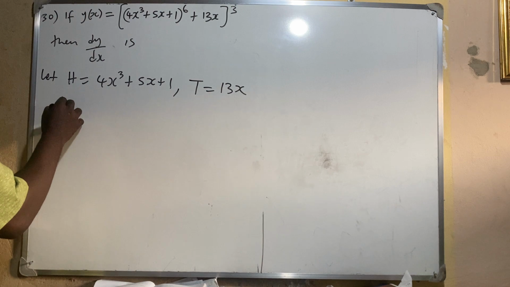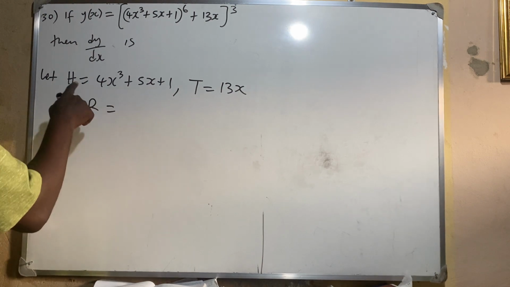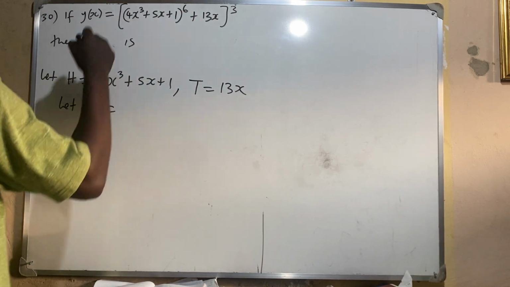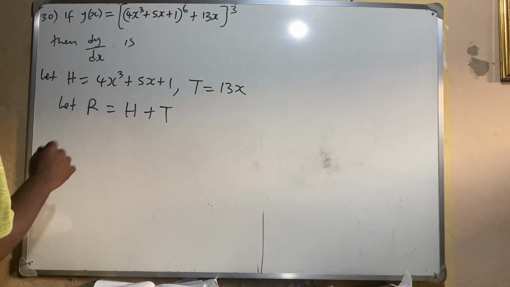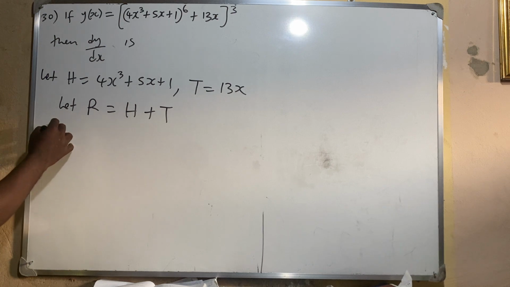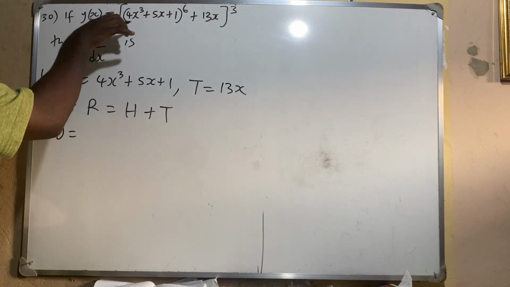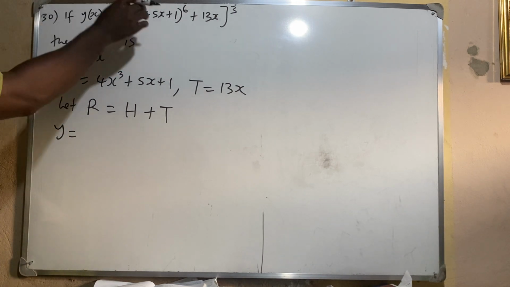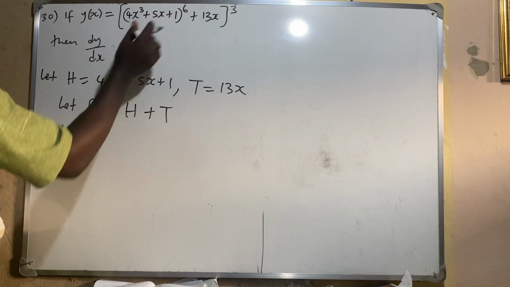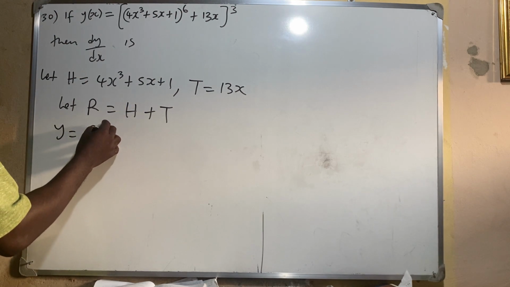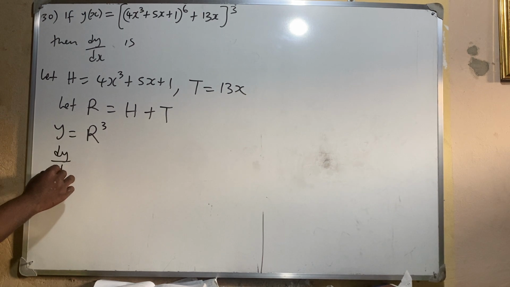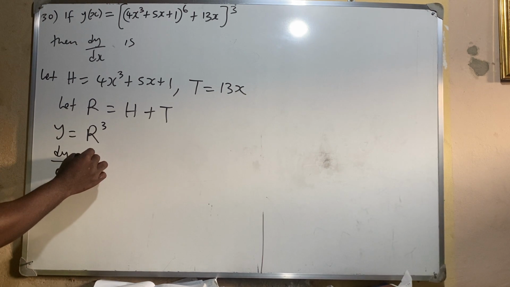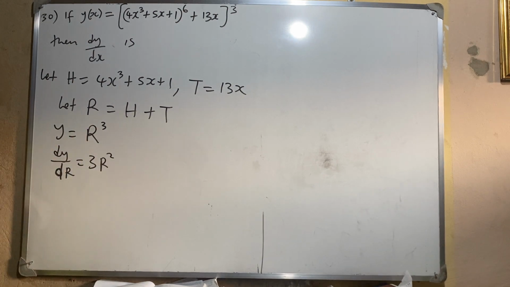Let r be what? The combination. Let r be now everything. Let r be h plus t. So my y will now be what? My y is going to be r raised to the power 3. That is my y. So what I'm going to have here is what? Your dy dr is simply 3r squared. Okay, that is my dy dr.